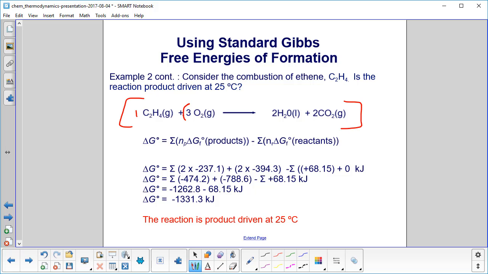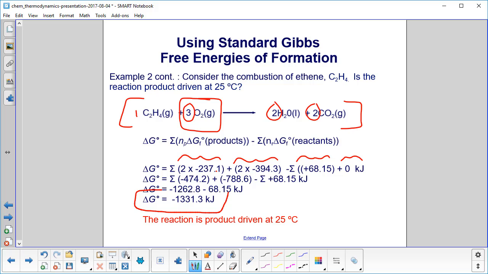We have a 1 there, a 3 there, a 2 there, and a 2 here. So we're going to sum up the products first and then the reactants. So right here you see the 2, that's water. Here's carbon dioxide. Right here is going to be ethene. And over here, who's the 0? The 0 is oxygen, right? It's a pure element, so that has a 0 free energy. We do the multiplication, we add everything together, and you get a change in Gibbs free energy of negative 1331.3 kilojoules. That means, since it's negative, that it is product driven at 25 degrees Celsius.